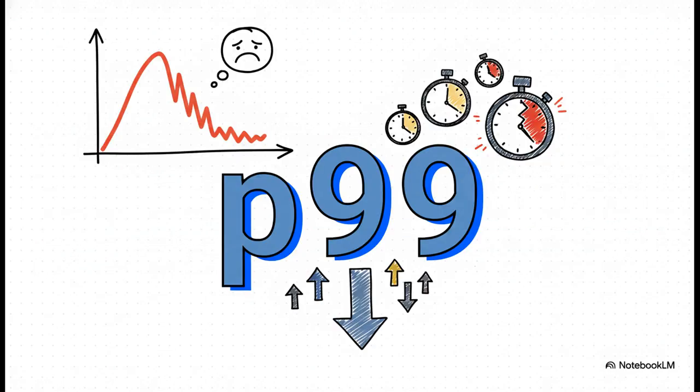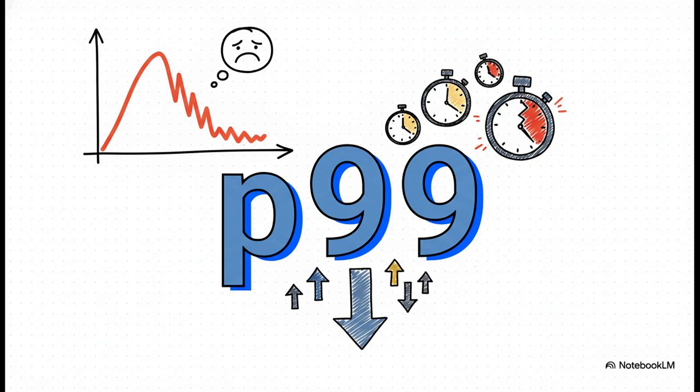Now here's a super important idea. Averages can be incredibly misleading. They lie. If you just look at the average response time, you completely miss all the people having a terrible, frustratingly slow experience. So smart engineers don't look at averages. They look at high percentiles like the P99. What's that? It means they focus on the experience of the unluckiest 1% of users.